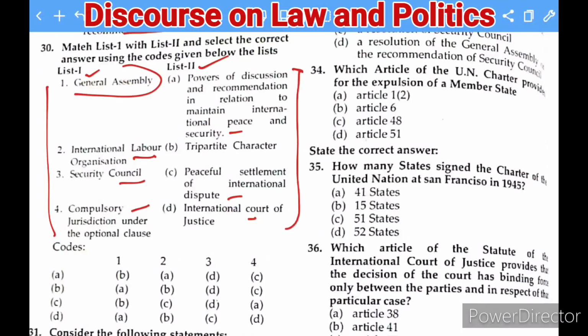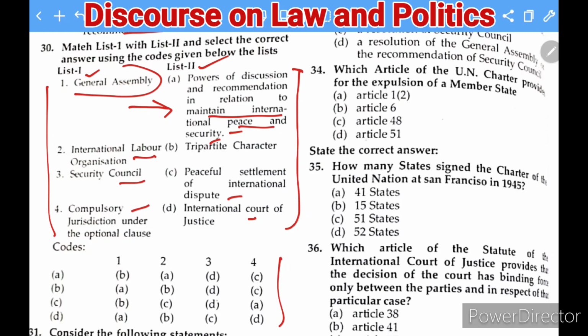We have to see, and at the bottom there are the options given here. So I am waiting for your response. Can you help me, which is the right match here? So let's start one by one and try to find out how they are properly matched. Firstly we will go with the General Assembly. This body has powers of discussion and recommendation in relation to maintaining international peace and security. They just give the recommendation, so it belongs to A.